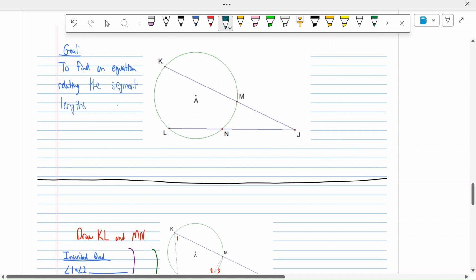Let's look at another one. Once again, we have two secants. The secants are intersecting outside of the circle. And instead of trying to find the measurement of angle J, the intersection of those two segments, let's find an equation that relates the segment lengths with each other. So 6 segments: JN, JL, NL, JM, JK, and MK. Of those 6 segments, there are 4 which will be used in the equation that we're looking for.